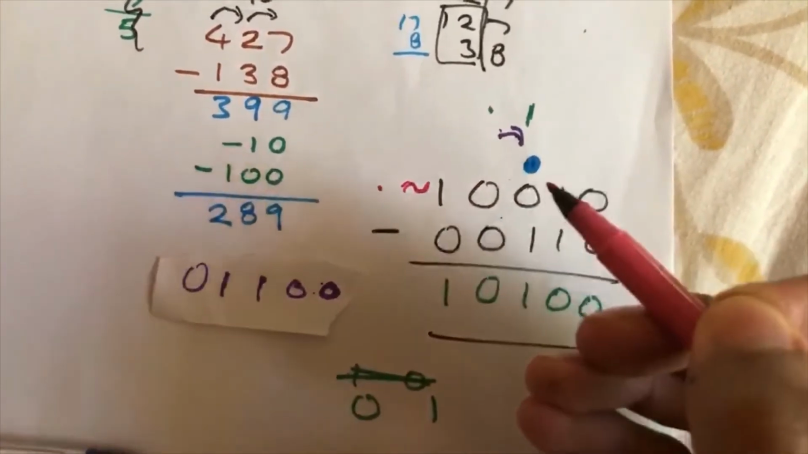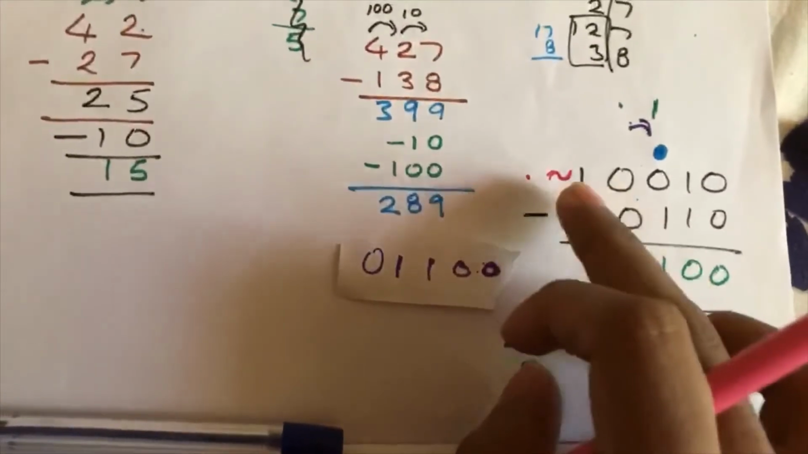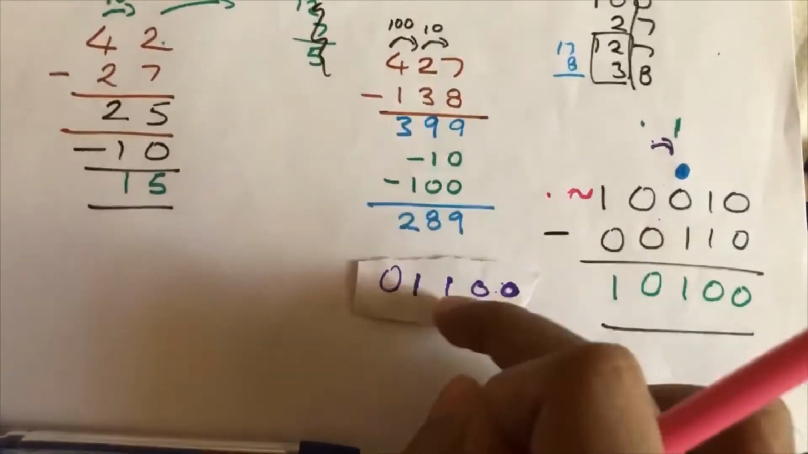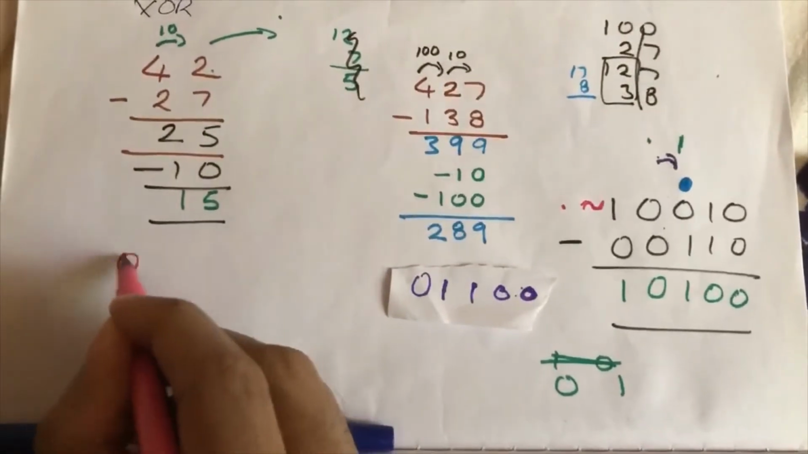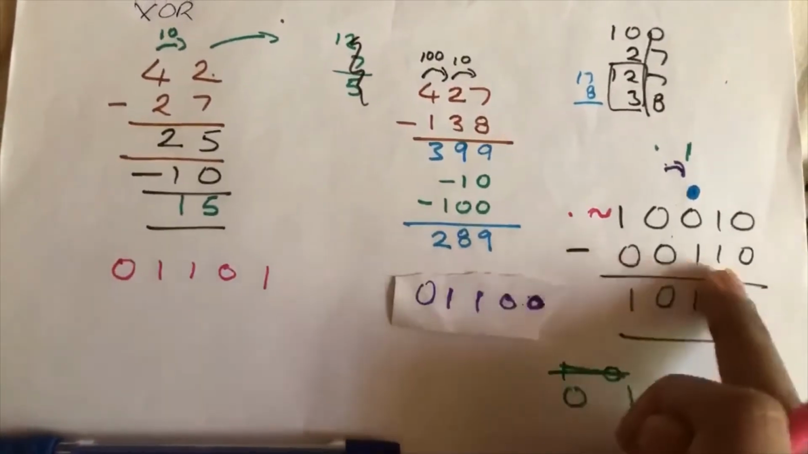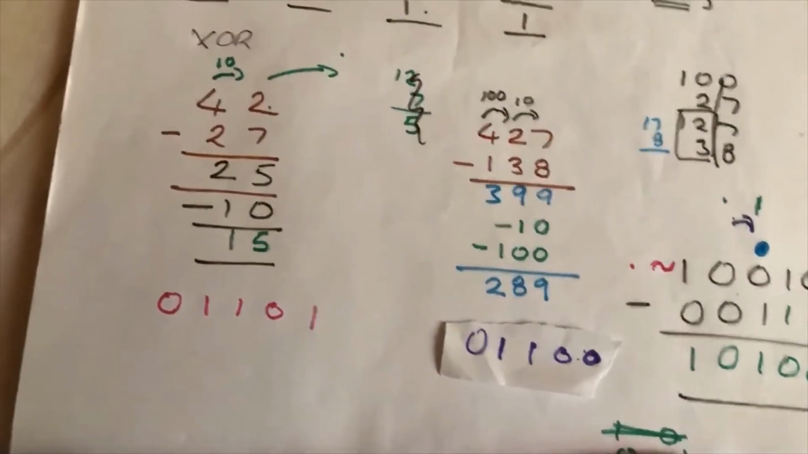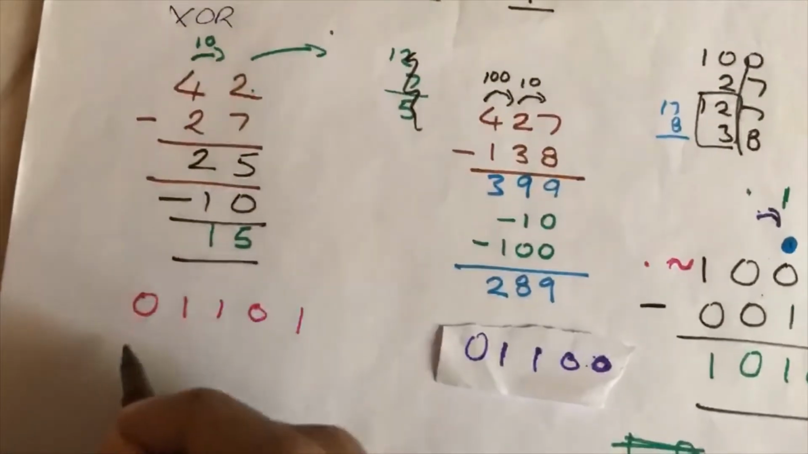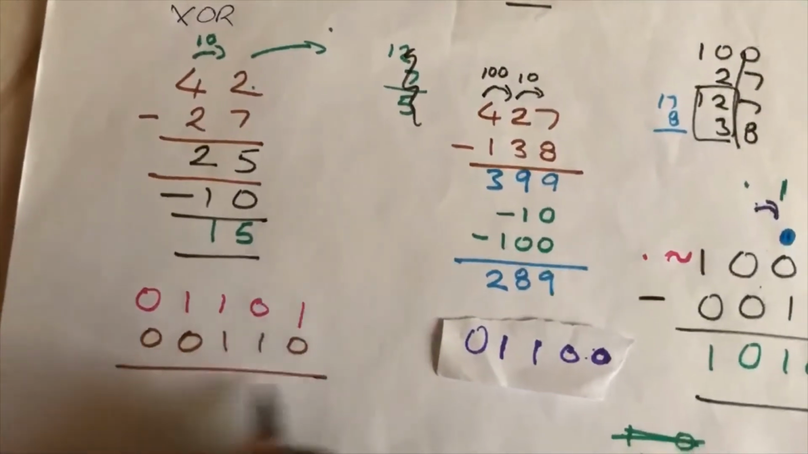So what happens when you do a complement operation? Let me write it here. A complement operation inverts a bit, so 1 becomes 0, 0 becomes 1. So 10010 becomes 01101. Now this remains the same. Let me write that down. So that is 01011.